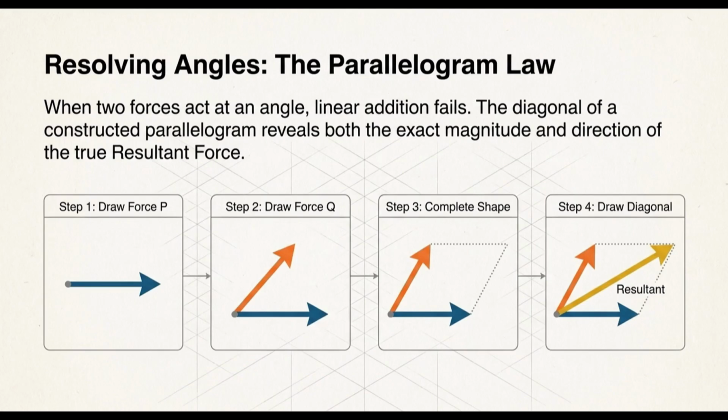Now let's see how we use the parallelogram law. When forces act at different angles, ordinary addition no longer works. Instead, we use the parallelogram law. For that, first, you have to draw both vectors from the same starting point. See, this is our force. Now you have to draw the vectors. Next, complete the parallelogram by drawing lines parallel to each vector. This was our first one, this is our second one. You will be connecting the dots just like this.